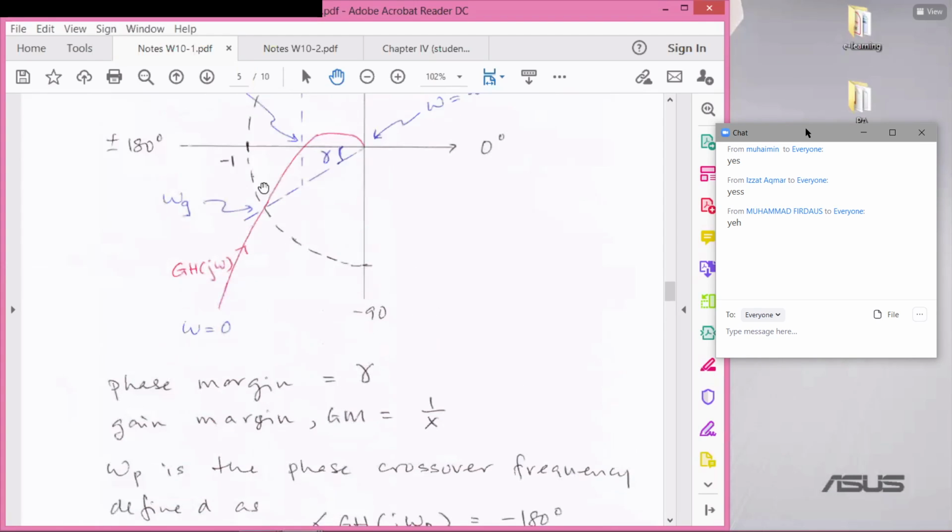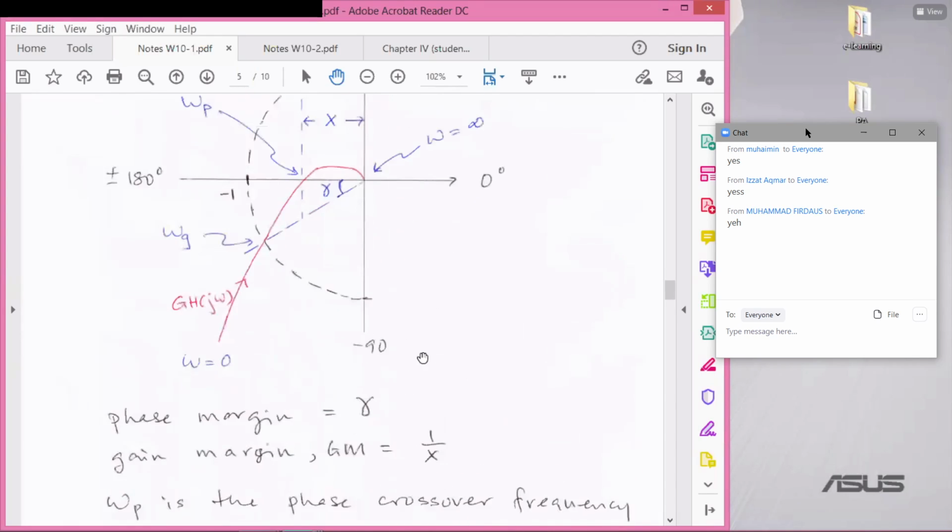So if x is equal to 1, if the gain margin is equal to 1, then your system is marginally stable. Any value of gain margin greater than 1, your system is stable. When your x becomes smaller, the gain margin is going to be greater. So gain margin greater than 1, your system is stable. When your gain margin is 1, you are already a marginally stable system. Right. So that is how you evaluate gain and phase margin.